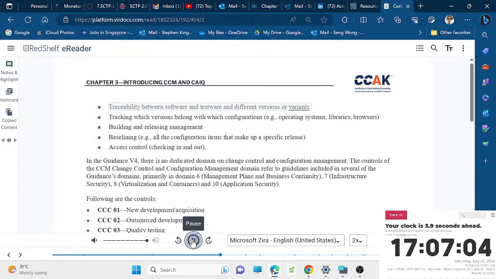Traceability between software and testware and different versions or variants, tracking which versions belong with which configurations, for example operating systems, libraries, browsers, building and releasing management. Baselining, for example all the configuration items that make up a specific release, access control, checking in and out.